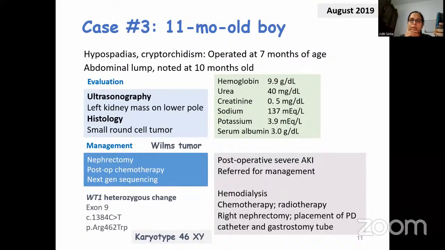He was managed with nephrectomy and post-op chemotherapy, but he developed post-operative septicemia and severe AKI. The other kidney, which was then showing nephrotic range proteinuria, shut down completely. He was then transferred to our center for hemodialysis. We sent out genetics, and the genetics confirmed the same WT1 change as in the other child who had presented to us with sporadic steroid resistance and had later developed Wilms tumor.